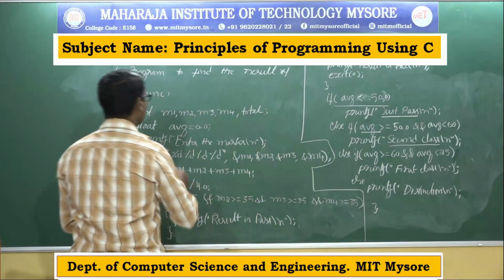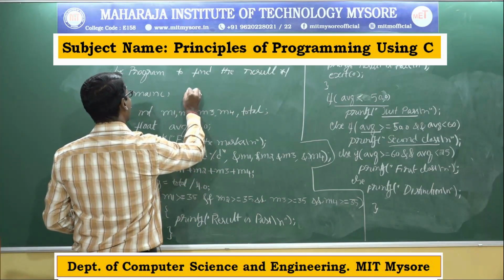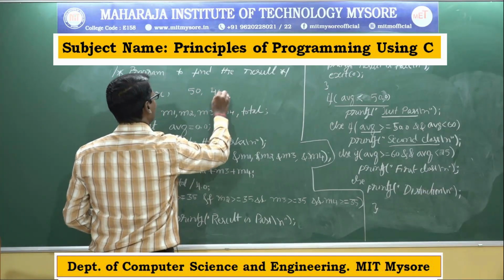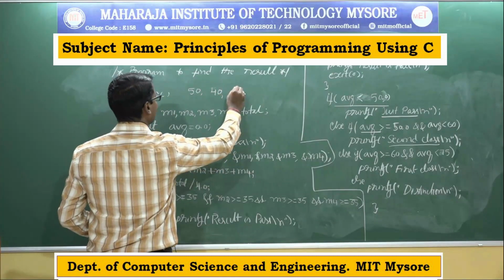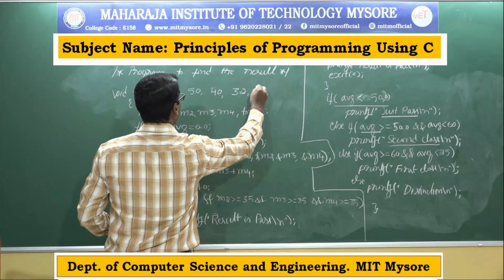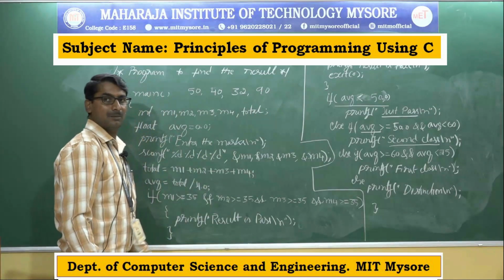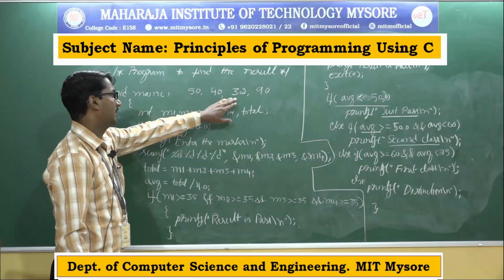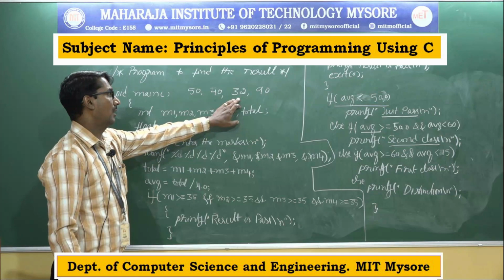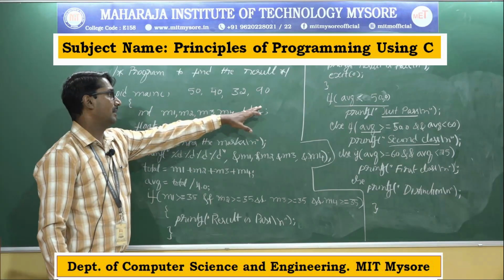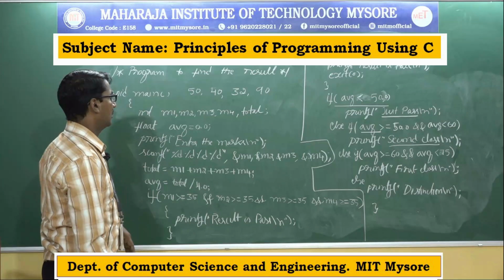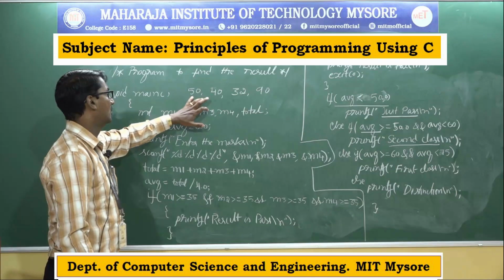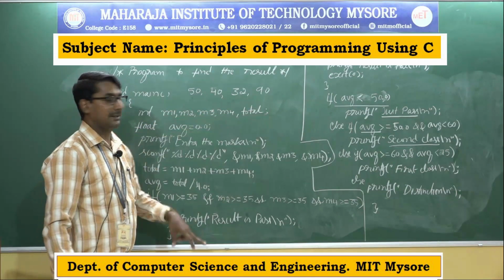So now consider the input. Marks 1 is 50, marks 2 is 40, marks 3 is 32 and marks 4 is 90. So here we calculate the total: 50 plus 40 is 90, 90 plus 32 is 122, 122 plus 90 is 212.